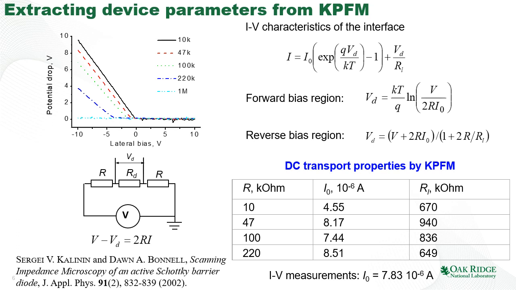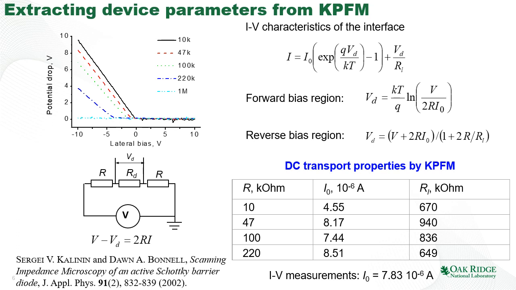But in the reverse bias region, my potential drop across the diode is determined basically by the leakage resistance of the interface, which is in parallel to the diode behavior. So I can take these formulas and essentially determine the slopes and this crossover point, and I can reconstruct the saturation current and the leakage resistance of the device for different values of the resistor. And you can see that the values that I get are pretty reasonable.